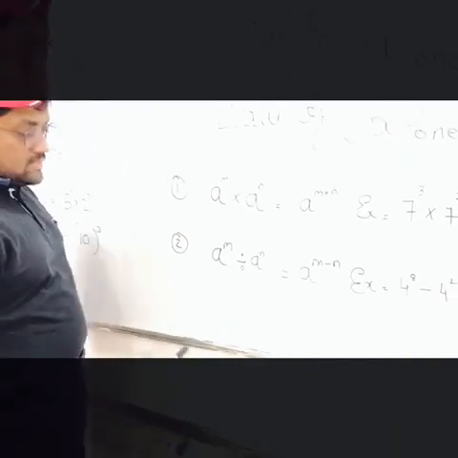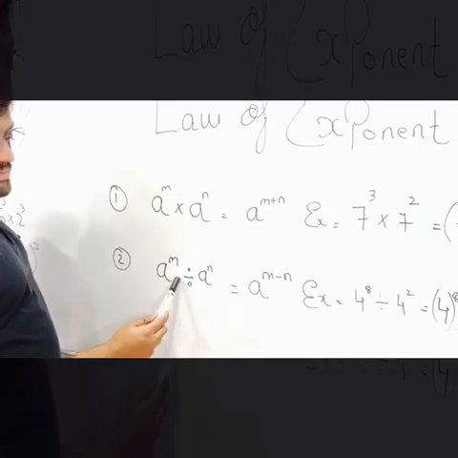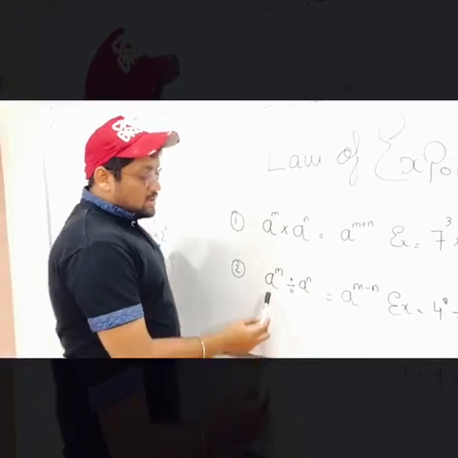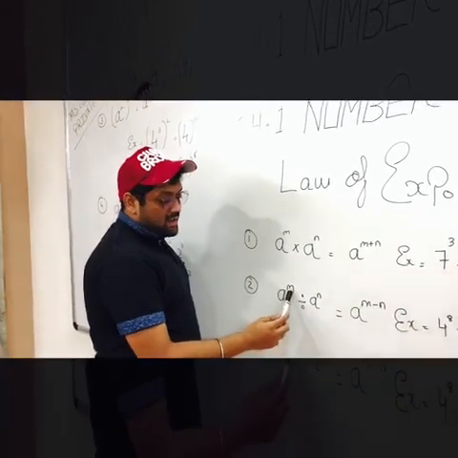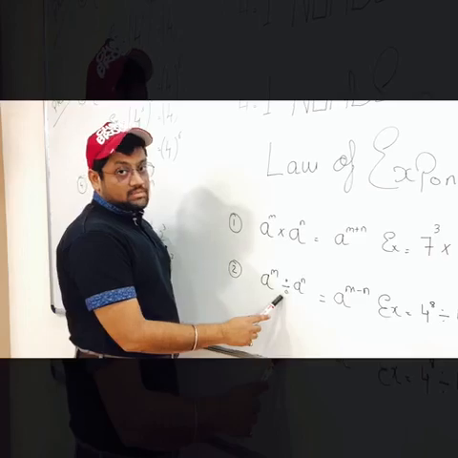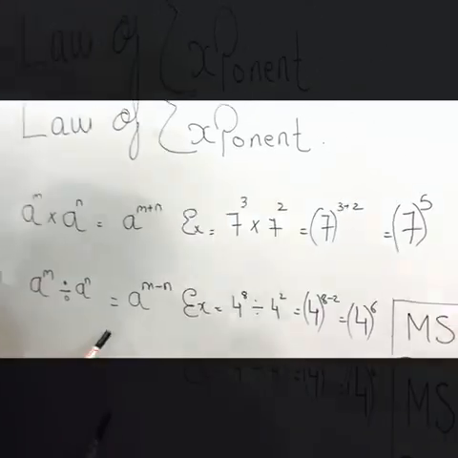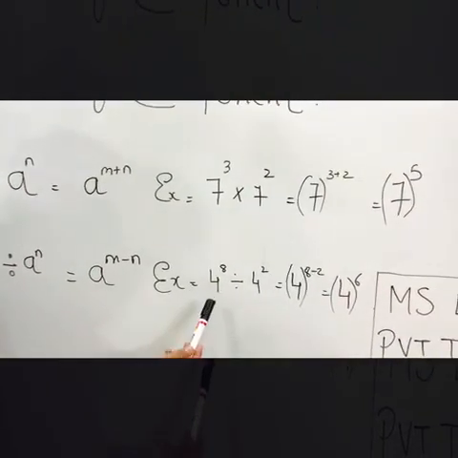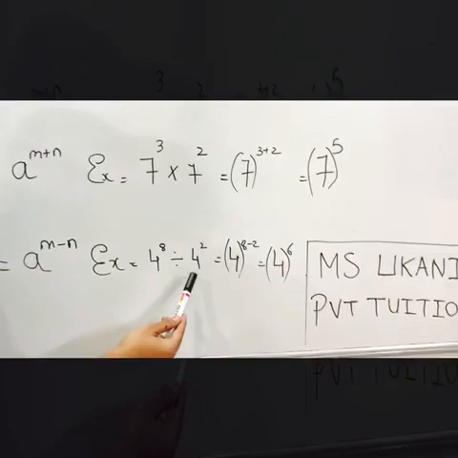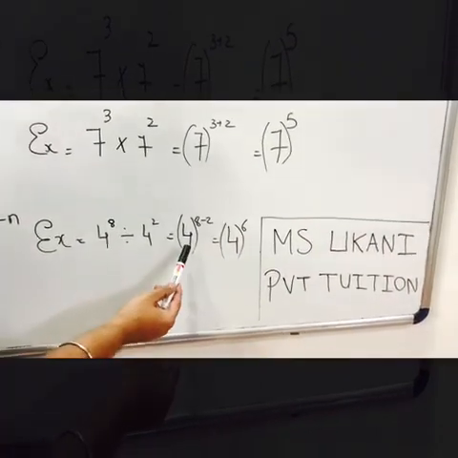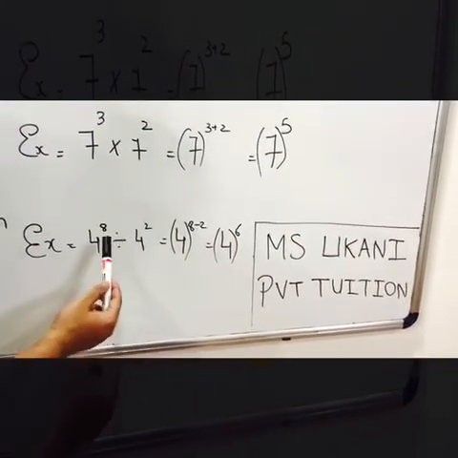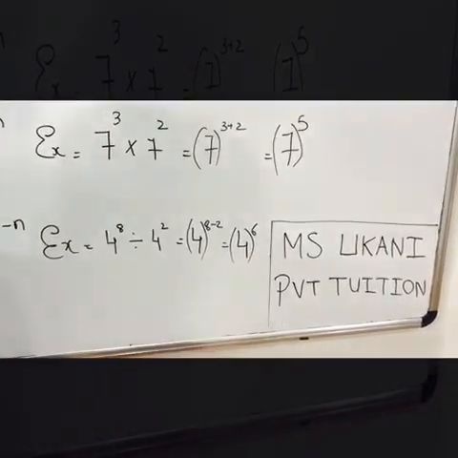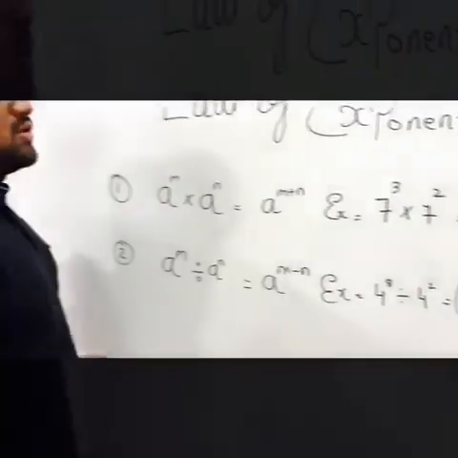Second rule, a raised to m divided by a raised to n. Here also the base is the same, but the power is different and the sign is division. Okay, so in this condition the powers get subtracted. Let us see the example. 4 raised to 8 divided by 4 raised to 2. So 4 raised to 8 minus 2. See, the power is getting subtracted. So our answer will be 4 raised to 6. So this is the second rule for the law of exponents.